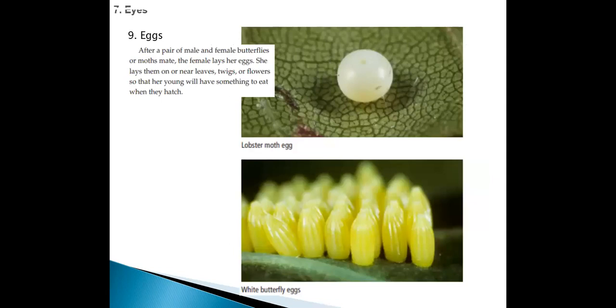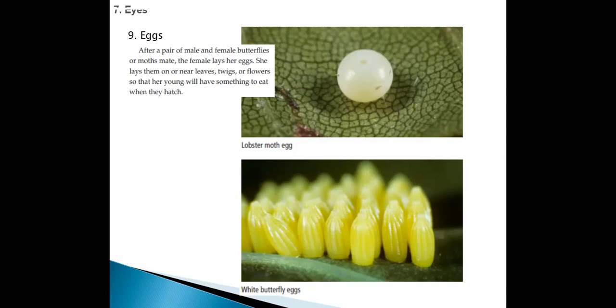Next, when you see the eggs, moth eggs are round, and butterfly eggs are cylindrical in nature, and you can see the difference over here. I have given the lobster moth egg and the white butterfly eggs. These butterflies are very caring. They don't lay the eggs anywhere they want. They make sure they lay the eggs on the leaves itself. Only where there are green leaves will they start laying the eggs.